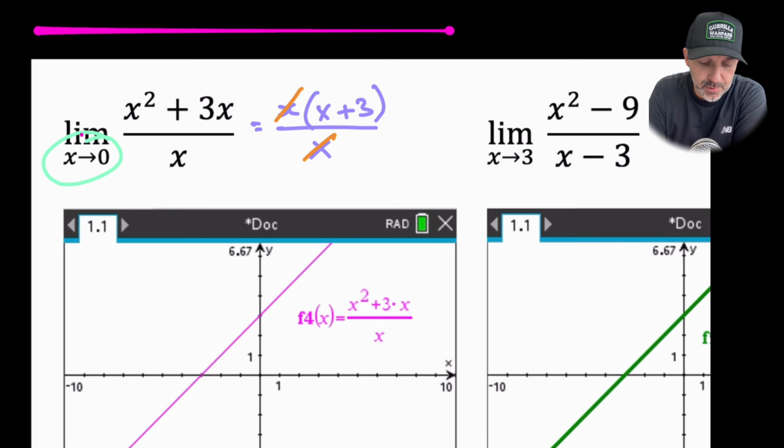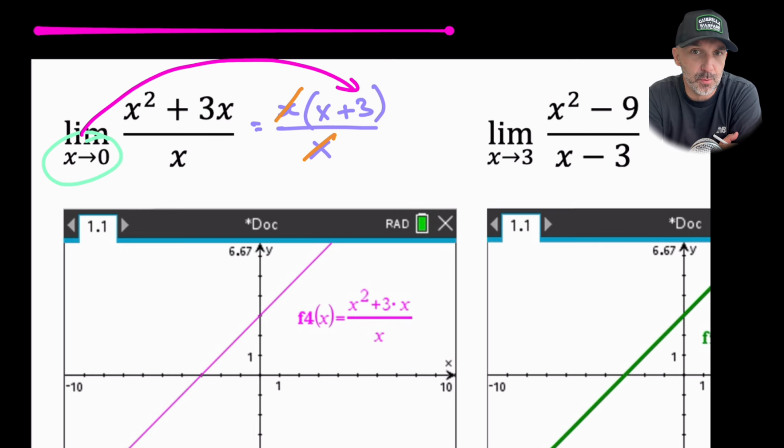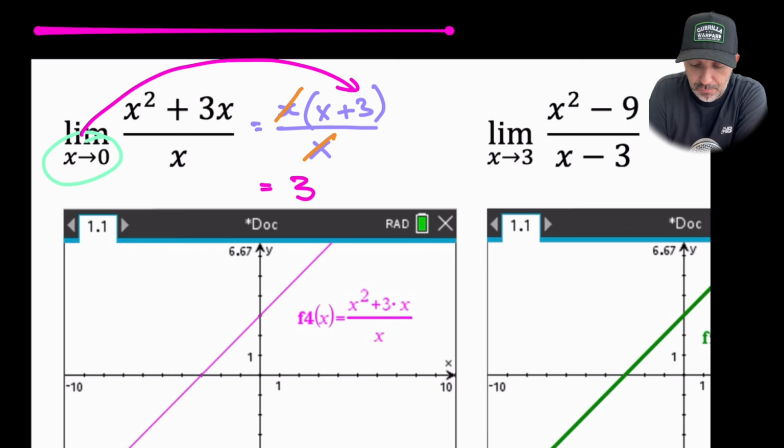Now, if we are able to substitute this 0 value into this, and we don't get an undetermined point, then that is our limit. So when we substitute 0 into this, we will just get 3. So the answer to this problem is just 3.